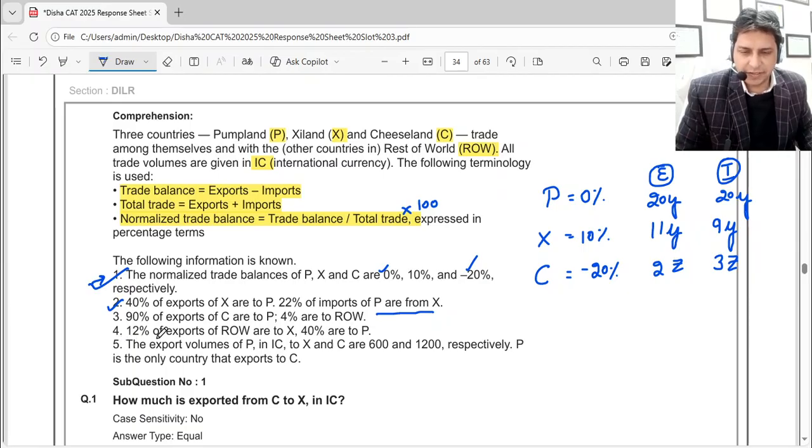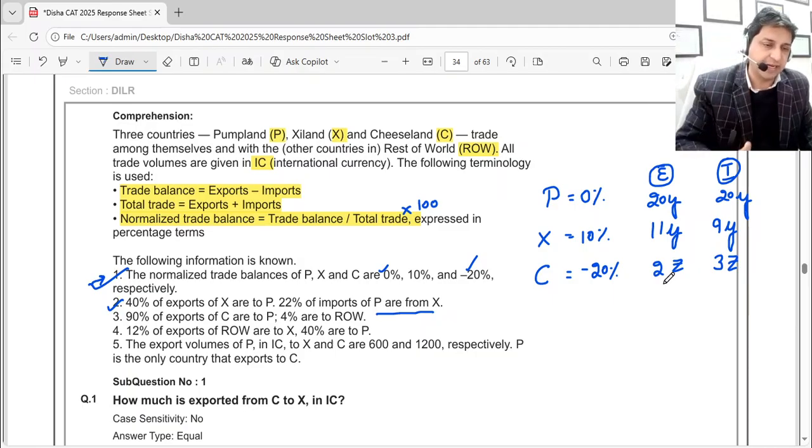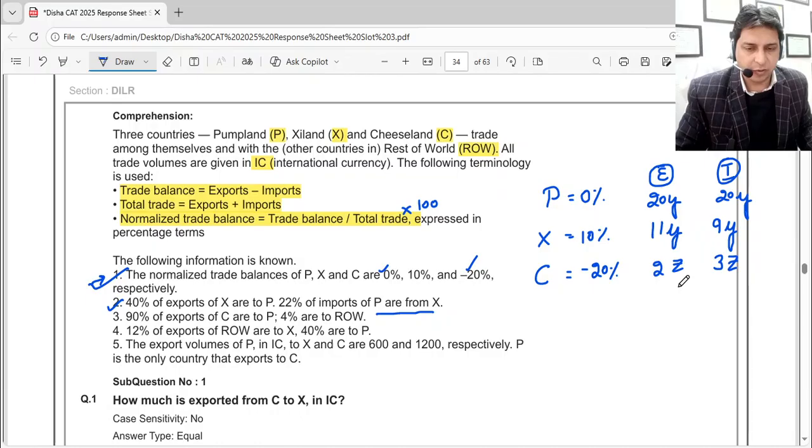So 12% of export, this we cannot make right now. I'm not making it because I'm going to get to 1.8Z and then 0.08 and then 0.12. We'll do it later on. First of all, I'm just going to derive all the information on one page, maximum information which I can write here. 12% of exports of ROW are to X, 40% are to P. So we did not write rest of world till now.